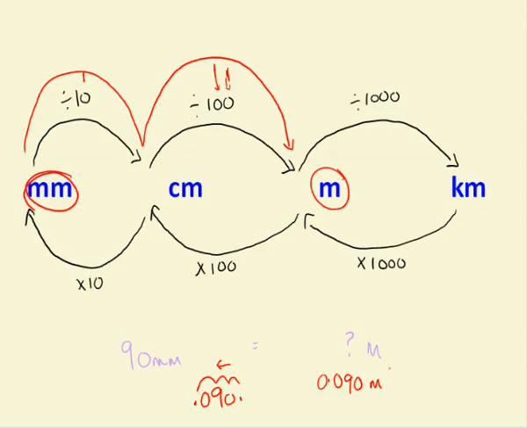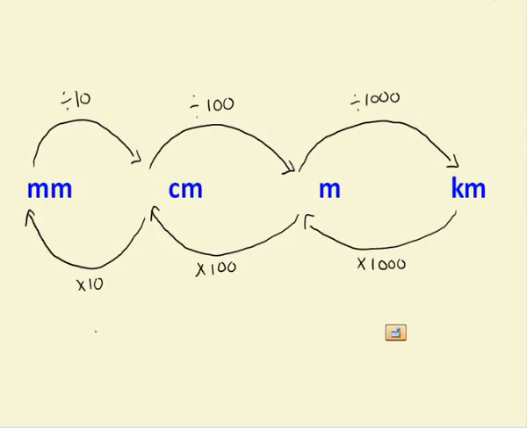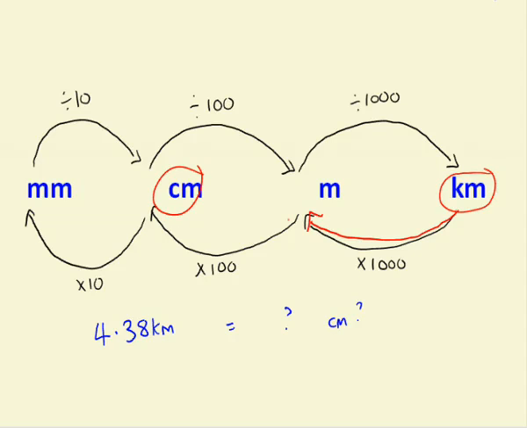What about one final example? Okay, what about 4.38 kilometres equals how many centimetres? Okay, to get between these, let's have a look. So we're going from kilometres and we're moving to centimetres. So we're going to take our 4.38 first. We're going to times by 1,000, and then we have to times by 100. Because we're timesing, the number's going to get bigger.